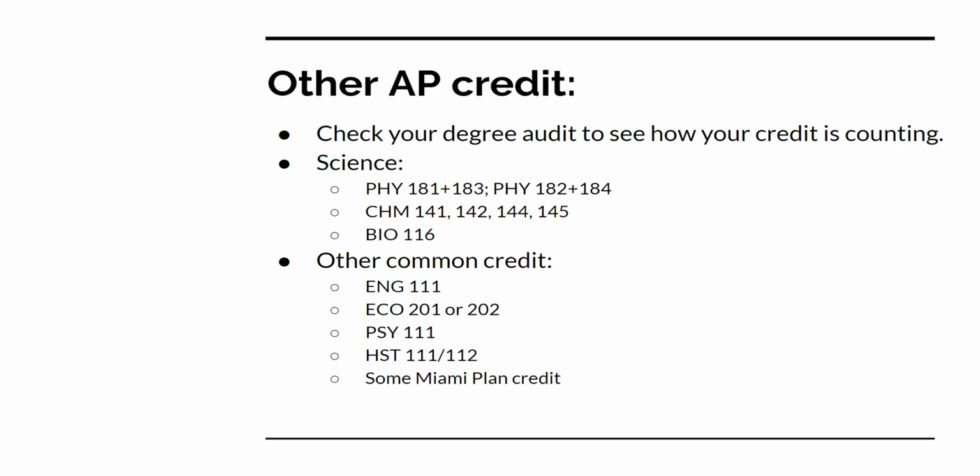Some of the AP credit you could get credit for would be English 111, Econ, psychology or history or some other Miami Plan credit. So if you have any questions about maybe AP credit that you came in with and you aren't sure about, please ask an advisor and we can help you out with that.